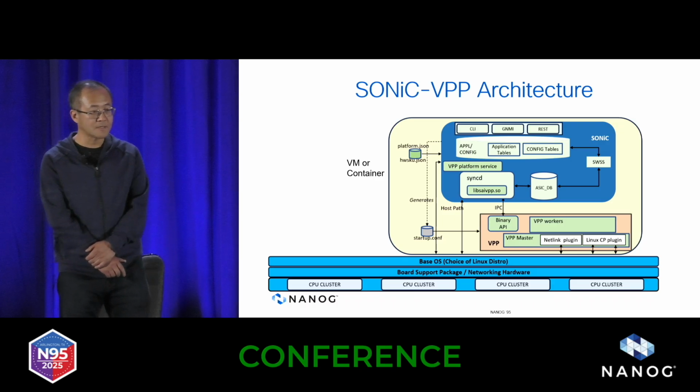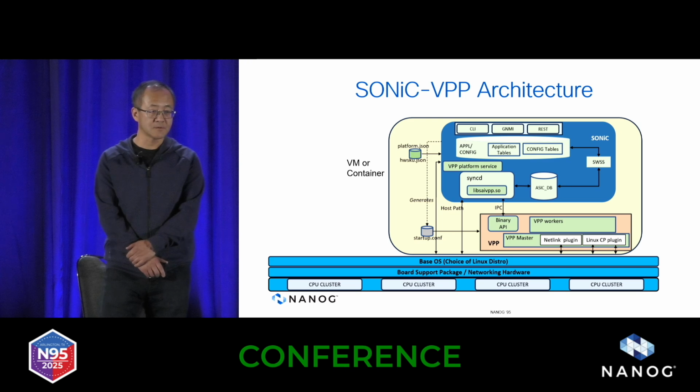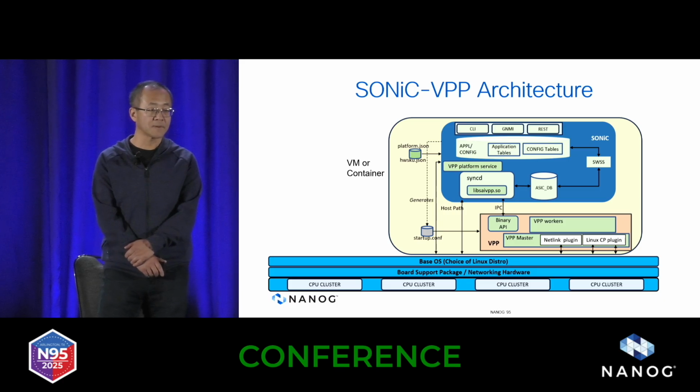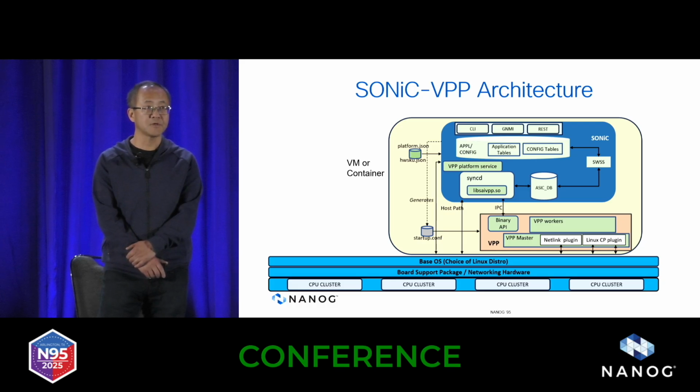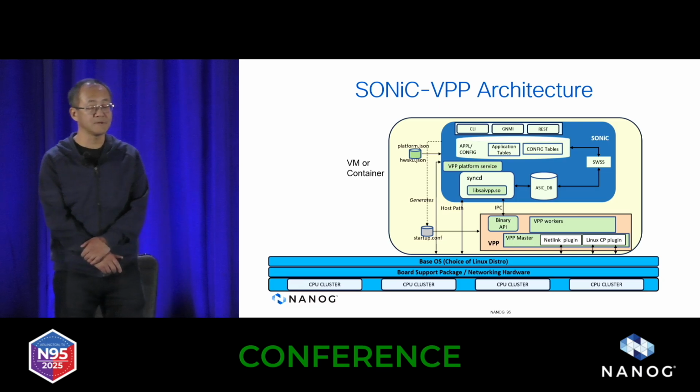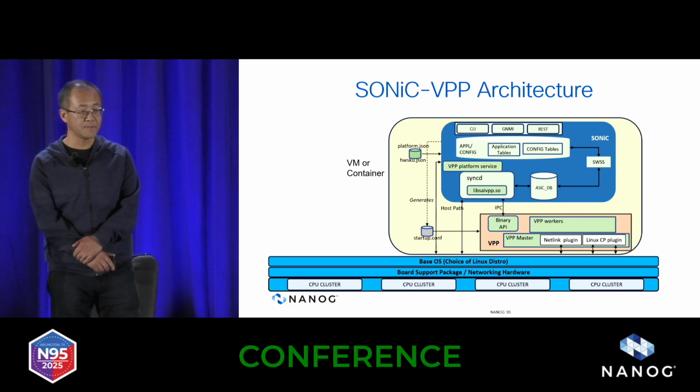We also added a VPP platform service into the SONiC control plane. It is responsible for generating the startup configuration to be consumed by VPP. In startup.conf, it has memory configuration, CPU core configuration, and, most importantly, the mapping from VM interfaces to the data ports in VPP.